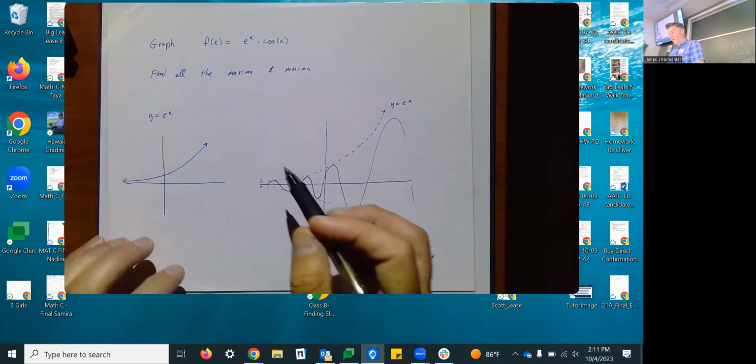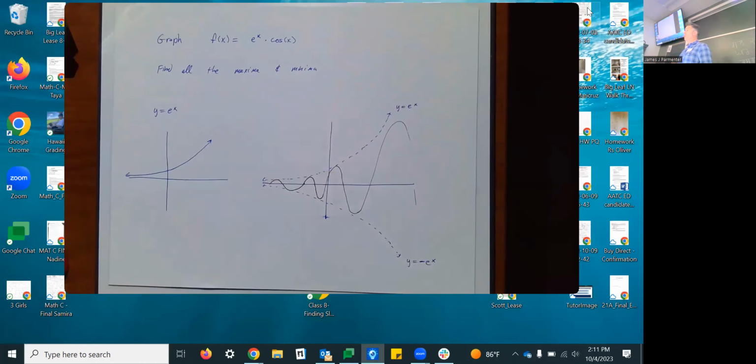Well, we want to find all the maximum. I mean, we need to find the critical points by taking the derivative and setting it equal to 0. So let's do that.